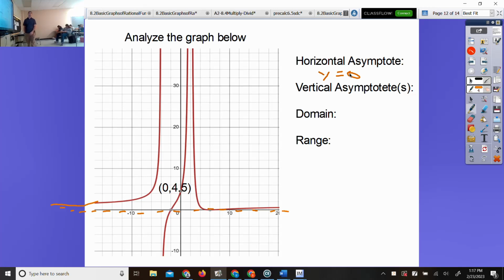How many vertical asymptotes do you see? 2. Where's one of them at? X equals 1. Look at the scale. I can see the scale. I can't see the scale. It takes 5 blocks to make a 10. So one of them's at x equals 2. What about the other one? 4.